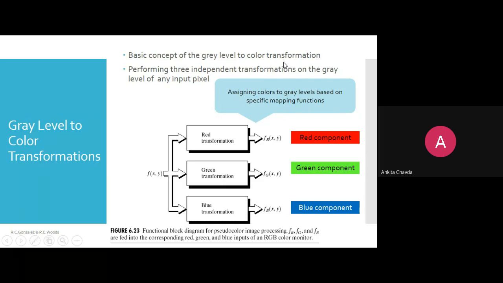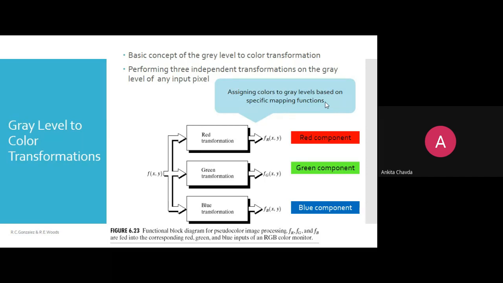The basic concept of gray level to color transformation is performing three different transformations on the gray level of any input image. So this image will be treated by the red plane, by green, as well as by blue, and then they will generate fr of xy, fg of xy, fb of xy, and then these will be combined and make one color, right? So here we assign colors to gray levels based on specific mapping functions. That is again g of xy equals T of f of xy. T is the transformation function, right?